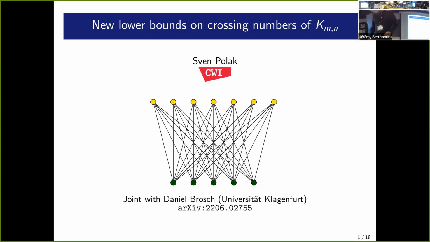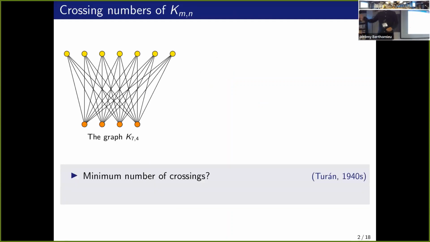So, crossing numbers of the complete bipartite graph. We have m points on top and we have n points below, and we connect them all. And how can we draw this in the plane in such a way that the edges cross as few times as possible?